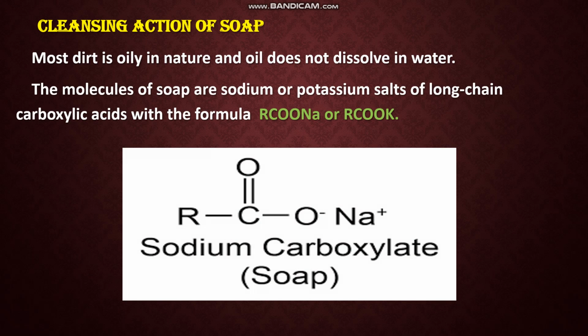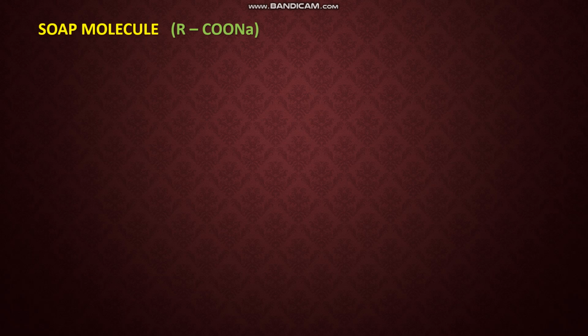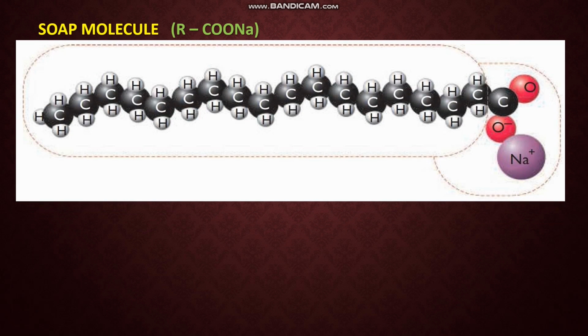This is the structure of soap molecule. So here R is the alkyl group. You know already what are the alkyl group examples? Methyl group, ethyl, propyl, etc. But in the case of soap molecule, this R is a long chain alkyl group. So here is a soap molecule. You can see this is the R, alkyl group and RCOONa.